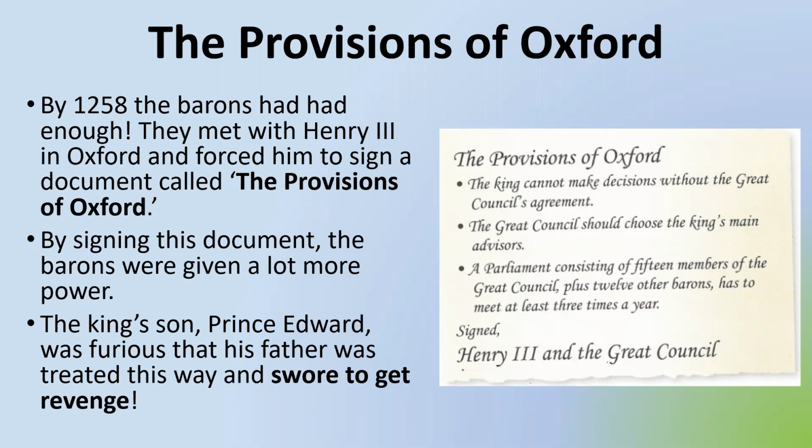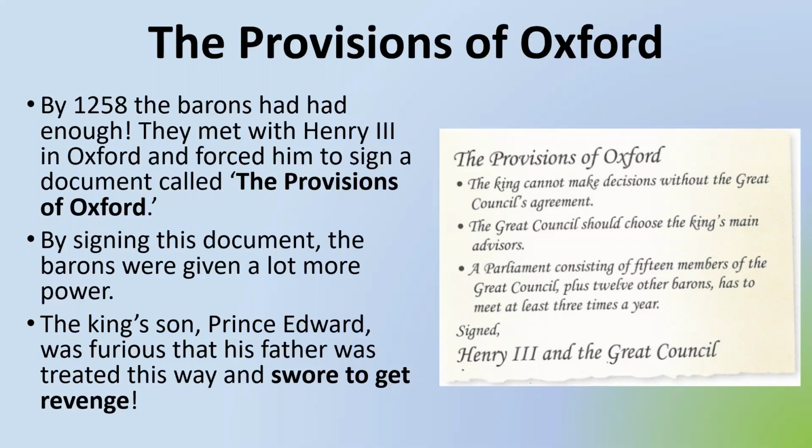By 1258, the barons had had enough. They decide to meet with Henry III in Oxford, and they force him to sign a document called the Provisions of Oxford. Very similarly to the Magna Carta, this document gives a lot more power to the barons. The king cannot make decisions without the Great Council's agreement. The Great Council should choose the king's main advisors, not the king himself. A parliament consisting of 15 members of the Great Council, plus 12 other barons, has to meet at least 3 times a year.